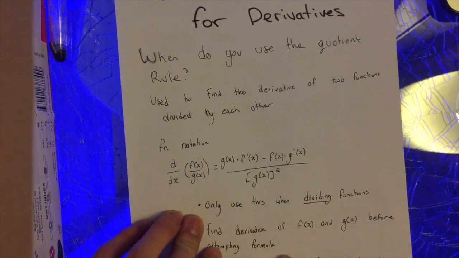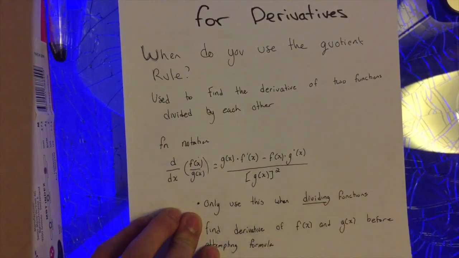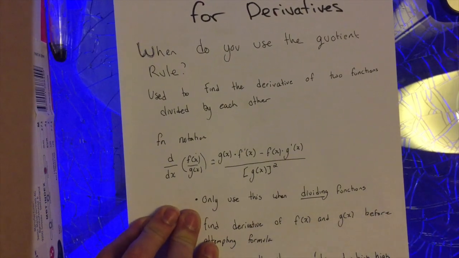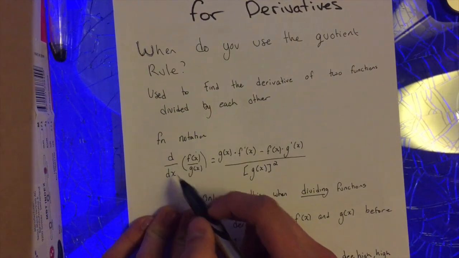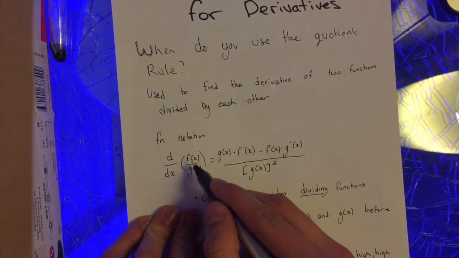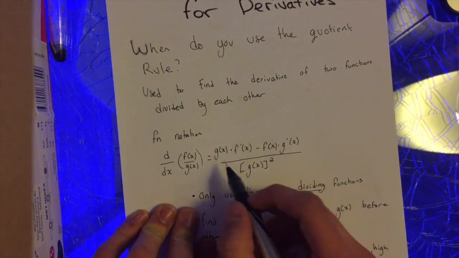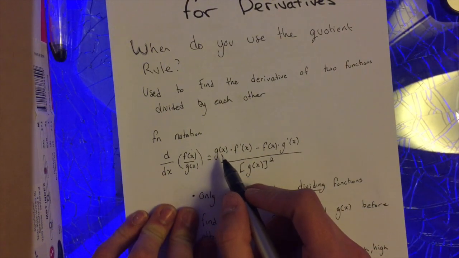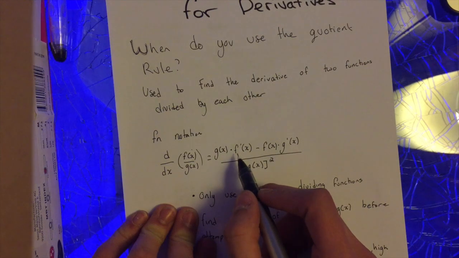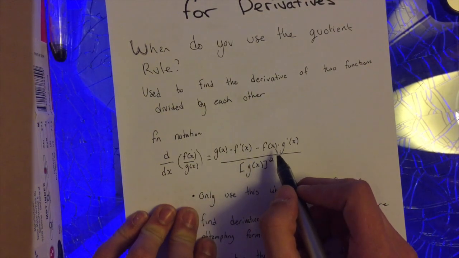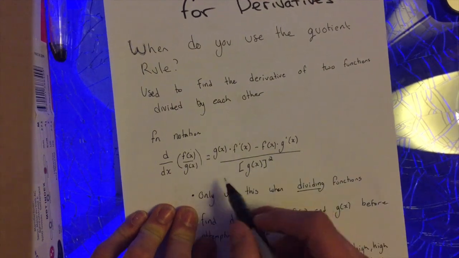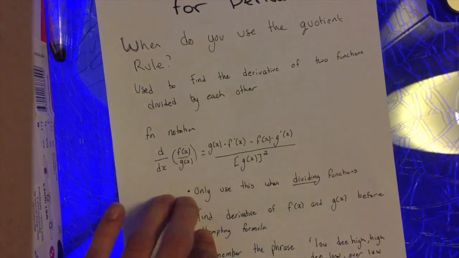We can see the function notation here is a little bit tricky, and I have a cool little trick to memorize it. Someone told it to me, and we'll get to that in a bit. But let's look at it first. We have the derivative operator, then we have f of x over g of x, which equals g of x times the derivative of f of x minus f of x times the derivative of g of x, all over g of x squared.